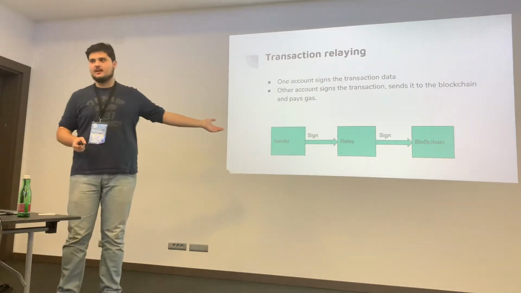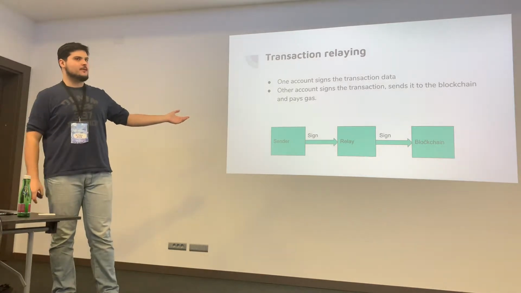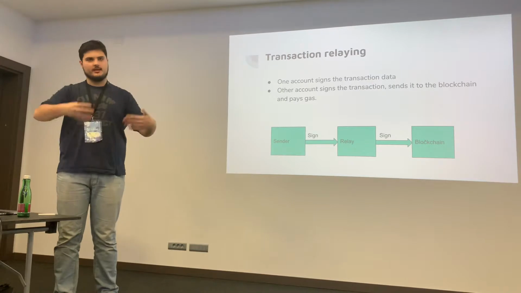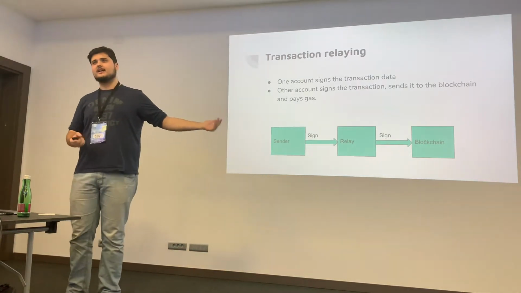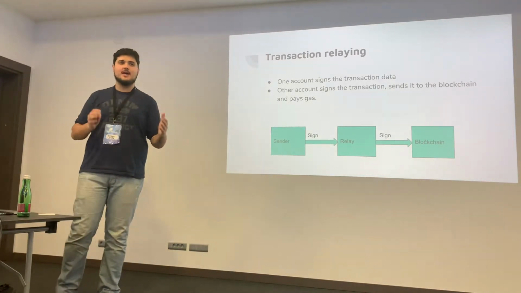And then you send it to somebody who's a relay. Those people who are relays, they will basically take your transaction and put it on the blockchain. They sign it again with their key when they're putting it on the blockchain. But in my smart contract, I can verify that you also signed this transaction. So I'm able to verify it.